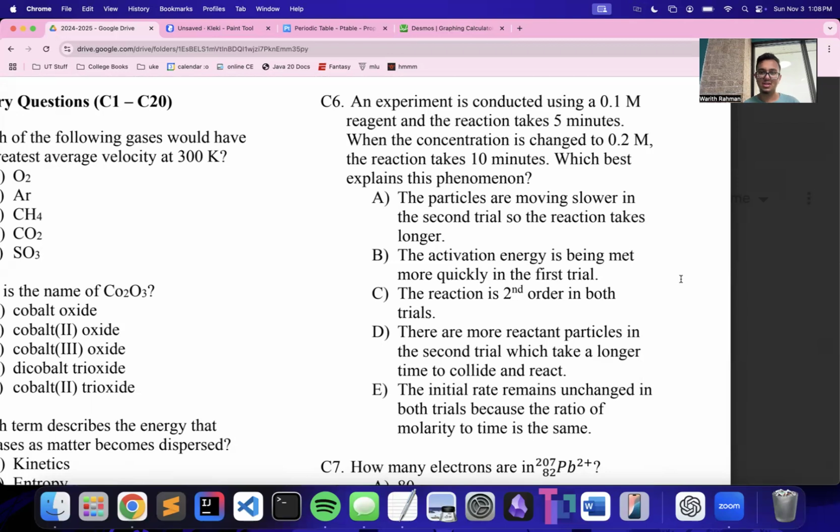B, the activation energy is being met more quickly in the first trial. This also doesn't really make any sense. It shouldn't make a lot of sense that the molar concentration increasing suddenly causes the activation energy to be reached slower, and just a whole energy peak. C, the reaction is second order in both trials.